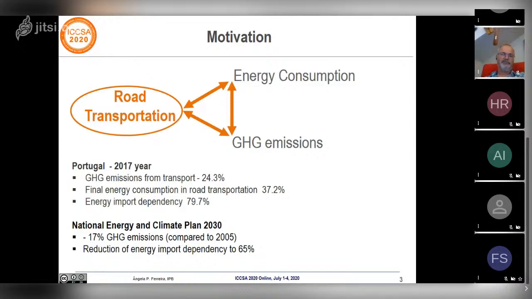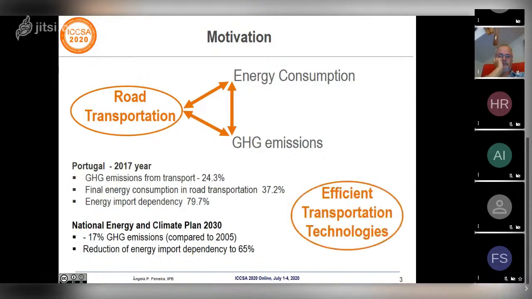On the other hand, the National Energy and Climate Plan for 2030 establishes a reduction of 17% of greenhouse gas emissions compared with the 2005 levels, and a reduction of energy import dependency to 65% of the total energy consumption. These targets require, among other policies, the penetration of efficient transportation technologies.